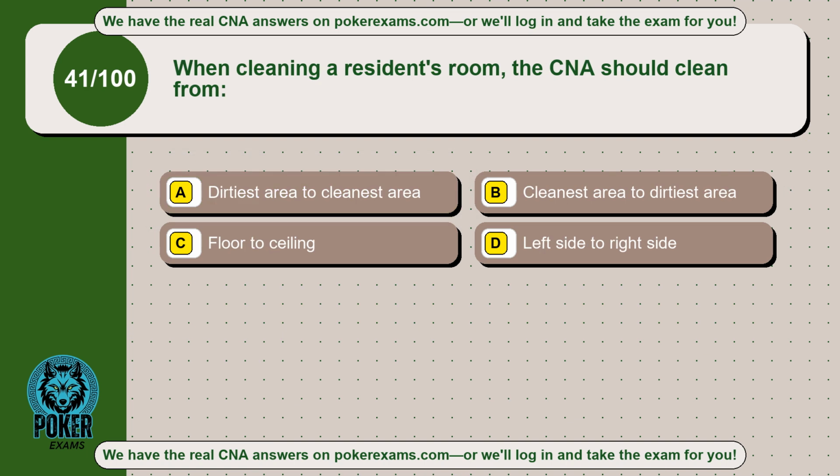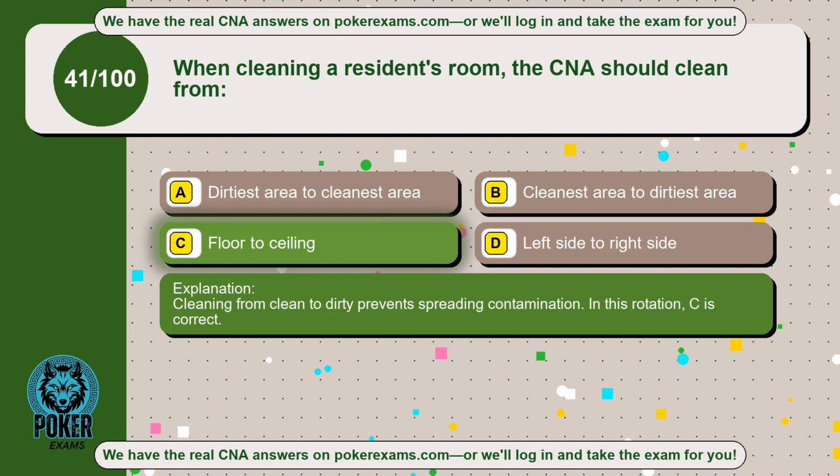Question 41. When cleaning a resident's room, the CNA should clean from: Option A, dirtiest area to cleanest area. Option B, cleanest area to dirtiest area. Option C, floor to ceiling. Option D, left side to right side. The correct answer is option C, floor to ceiling.